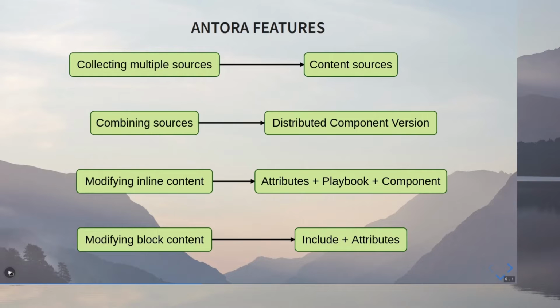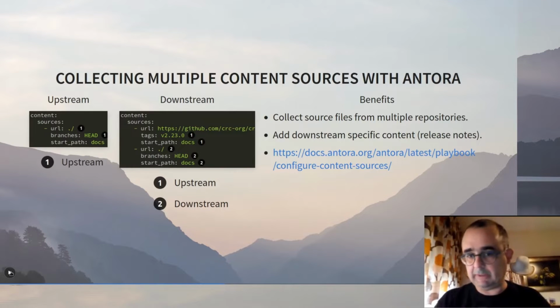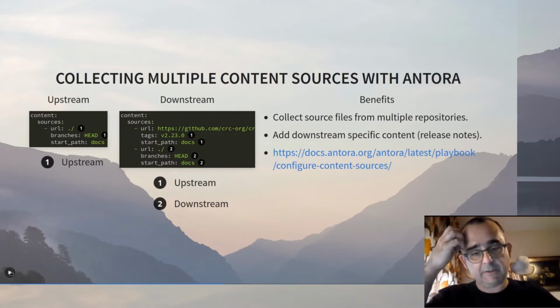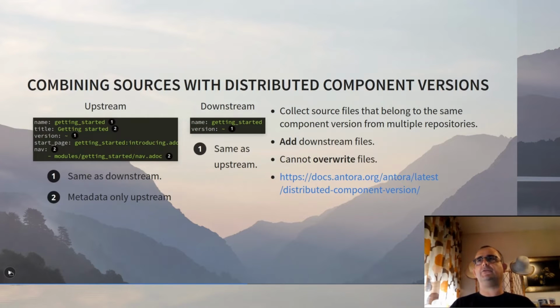It's the repository itself. And the downstream repository is more complex or more complete because you combine the source from the upstream repository and the source from the downstream repository. In the example, the upstream is here the CRC repository, and then you can point the coordinate to a tag or to a branch in the upstream repository.